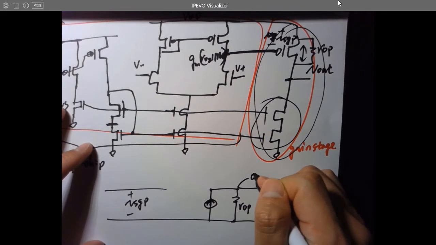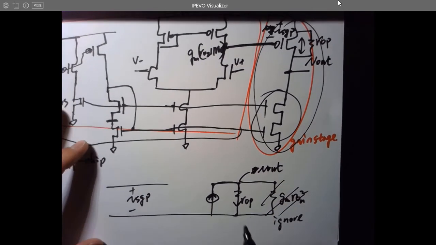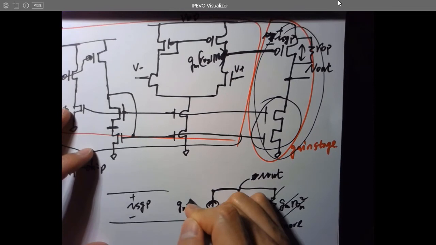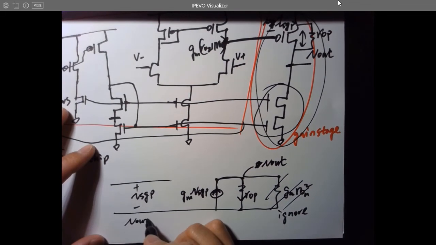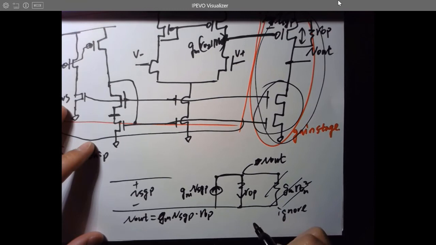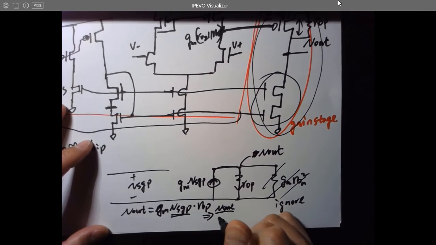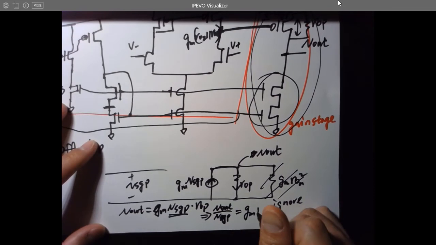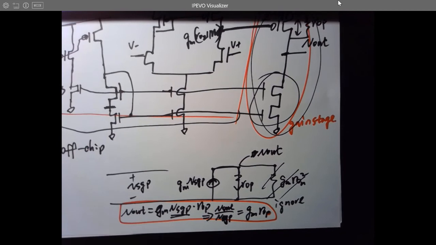So the overall Vout will be this current flowing through here times ROP, right? And what is this current? It's gm VSGP. So in that case, Vout equals gm VSGP times ROP. If you move your input voltage to the other side, you get Vout over VSGP, which is the AC voltage gain, equal to gm ROP. So you're getting an extra gm times ROP for the AC voltage gain.